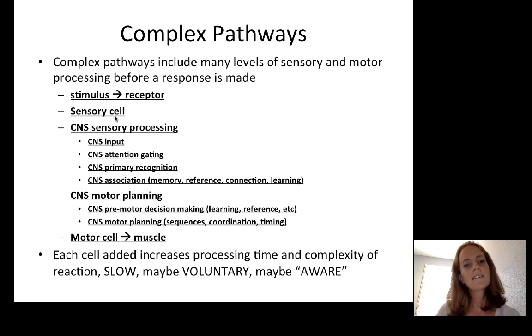A complex pathway will include many levels of sensory and motor processing before a response is made. So you have the same stimulus to the same receptor to the same sensory cell, but instead of going through a single central nervous system neuron before the motor activation, it will go up to many areas of the brain. We'll have input, attention gating, recognition, association areas, all of the complexities of sensory processing that lead to the different perceptions that are very individual. Each cell added here increases processing time and complexity of the reaction.